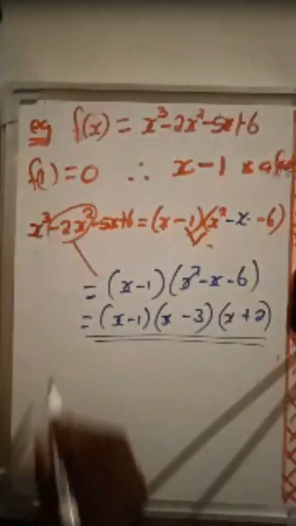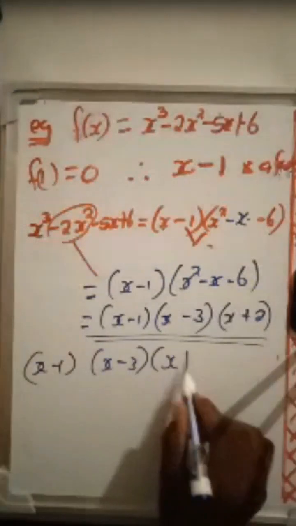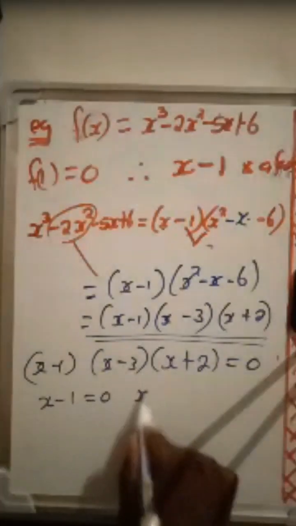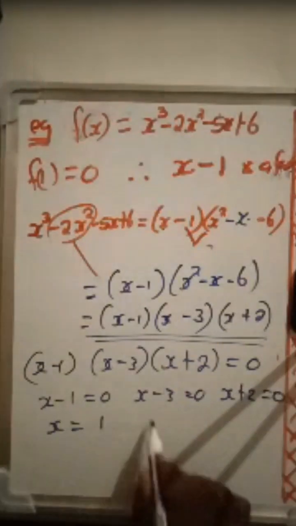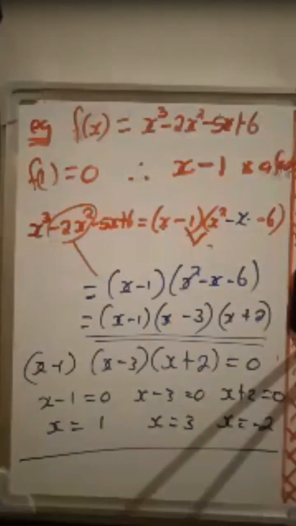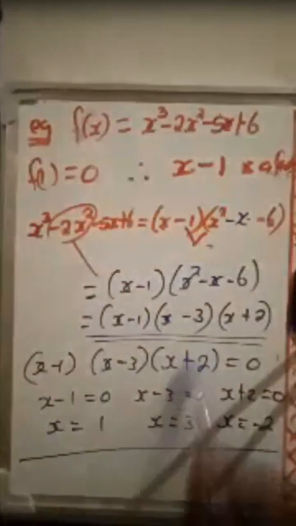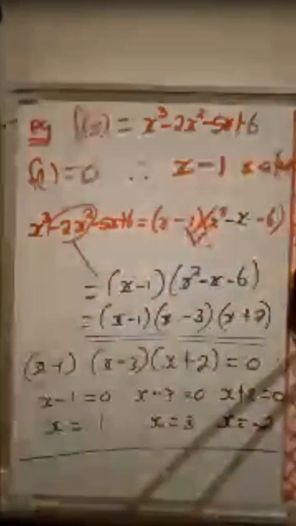If we're asked to solve it, it's x minus 1, x minus 3, x plus 2 is equal to 0. Then from there, x minus 1 is equal to 0, x minus 3 is equal to 0, x plus 2 is equal to 0. And x is equal to 1, x is equal to 3, x is equal to negative 2. Those will be the solutions. To find whether this is correct, you can try to put this one there. F of 3, you should get 0. F of negative 2, you should get 0. That means that these are also factors of this trinomial. Okay?